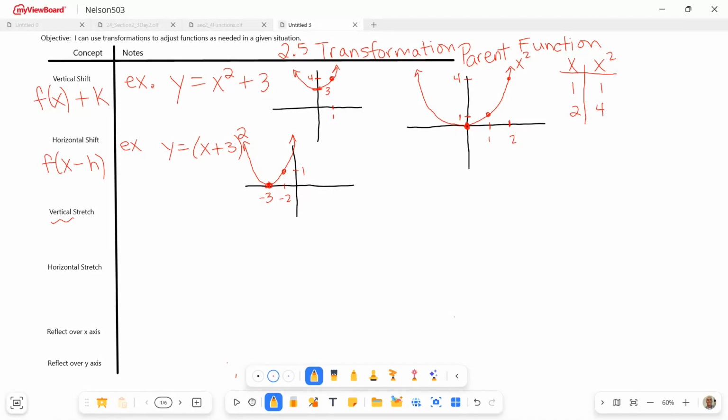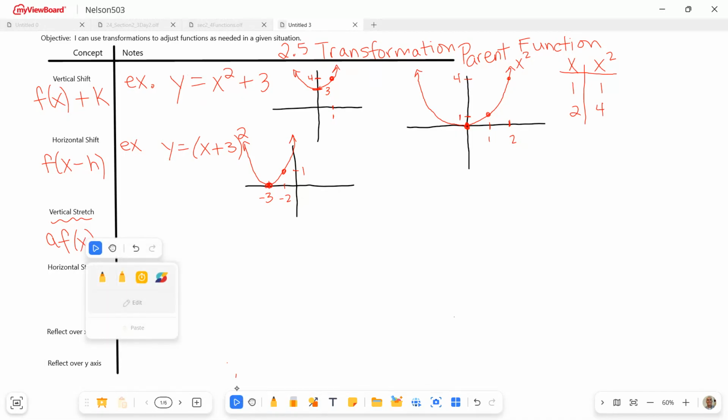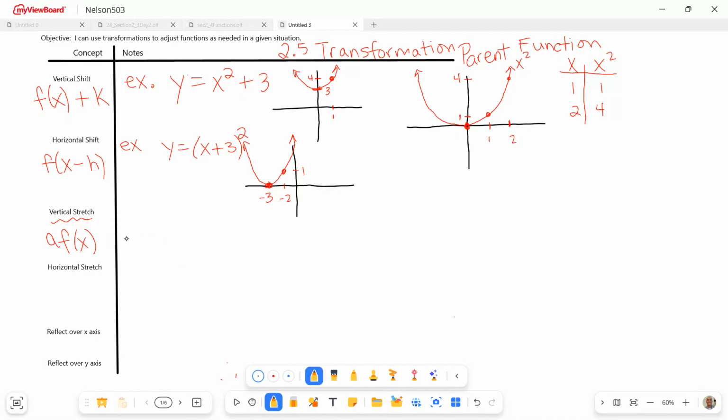So now let's talk about vertical stretches. Well, if f of x stands for the y value, and I put a number in front, like some constant a, so I've had a times f of x, that would be a vertical stretch, right? So an example of that would be something like y equals 3x squared. So now, let me push it way out here so that it doesn't get mixed up with the one above it.